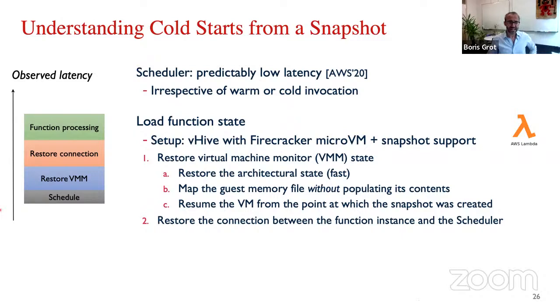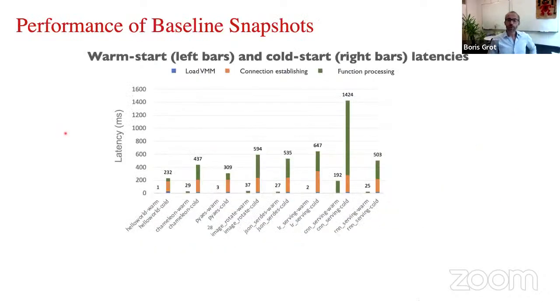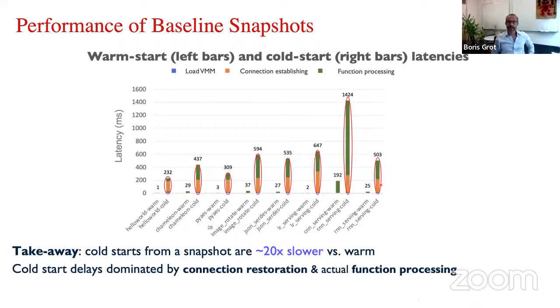That's this blue part here, restore the VMM, and then we're going to restore all of the connections to the cloud database, to the control plane, stuff like that. Then we're going to actually process the function invocation. Now what we're looking at here is a comparison of the warm invocation, what we talked about in the previous part of the talk, when everything is already memory resident, to a cold invocation from a snapshot. And what we're finding is that running from a snapshot is about 20 times slower, and that's a lot, than running from a warm invocation.